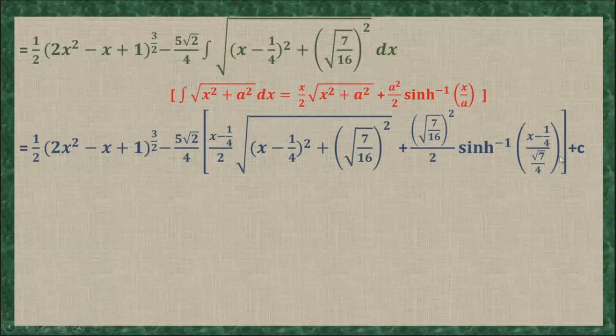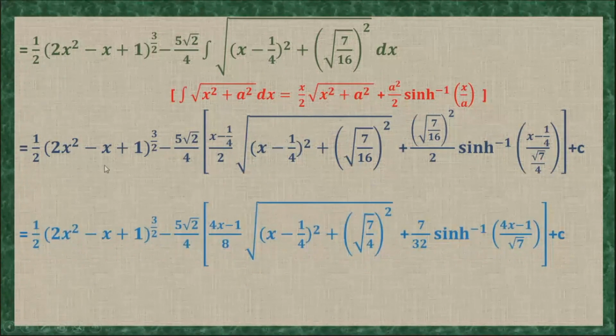Plus, simplify the bracket. So it becomes 1 by 2 into (2x square minus x plus 1) whole to the power of 3 by 2, minus 5 root 2 by 4 into, observe here I am taking the LCM. The LCM is 4. So it becomes 4 into x, 4x minus 1 by 4 to the 8. So it becomes (4x minus 1) by 8 into root of the term as it is, plus here (root 7 by 16) whole square is nothing but 7 by 16. So 7 by 16 by 2 is nothing but 7 by 32. So it becomes 7 by 32 into sin h inverse. So simplify the bracket here. 4 into x, 4x minus 1 by 4. The denominator is root 7 by 4. So denominator to denominator cancel. So it becomes (4x minus 1) by root 7, plus c.